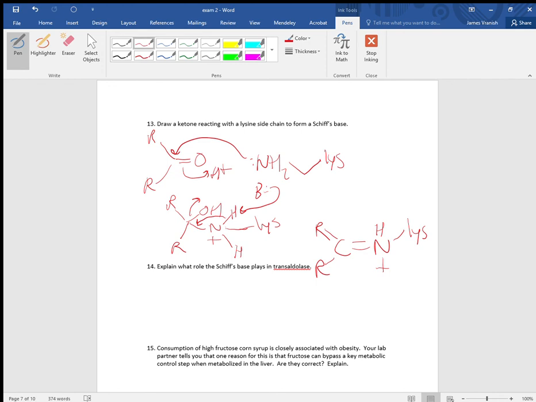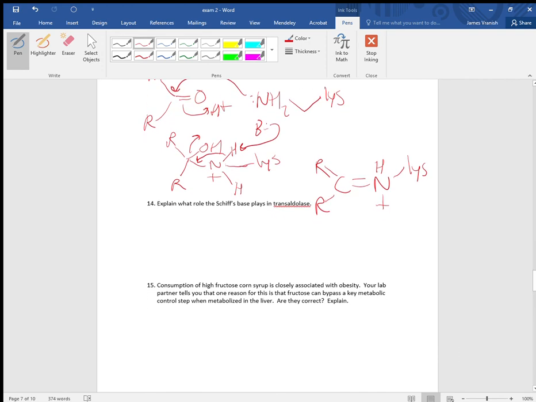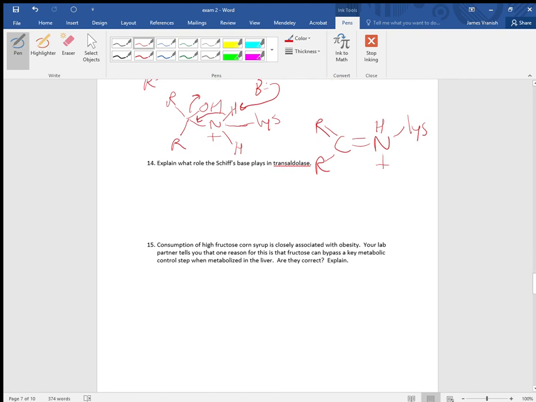All right, the last one, number 15. So this one was kind of the outside-the-box thinking question here. All right. Consumption of high fructose corn syrup is closely associated with obesity. Your lab partner tells you that one reason for this is that fructose can bypass a key metabolic control step when metabolized in the liver. All right. Are they correct? Explain. All right. Well, let's work through this real quick.